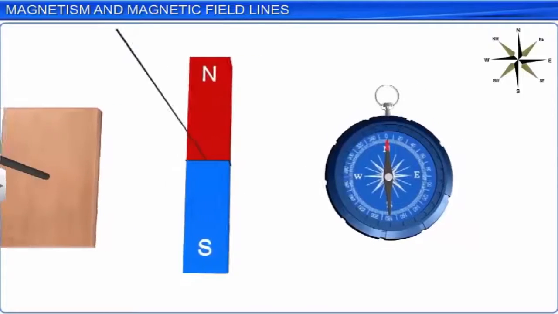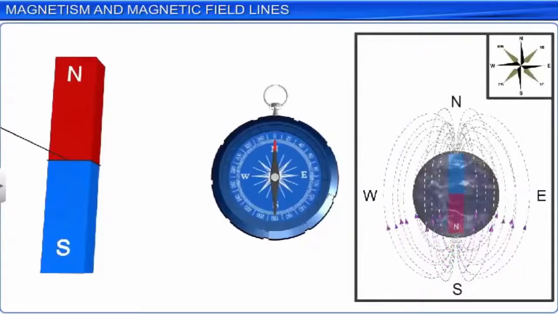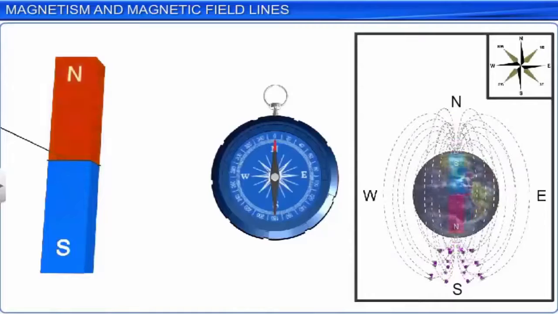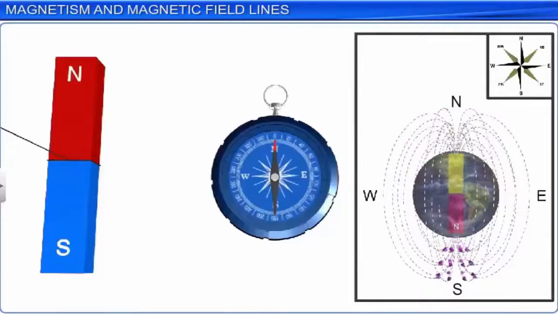This is because the Earth behaves as a huge bar magnet with its magnetic north pole located near the geographic south pole, and with its magnetic south pole located near the geographic north pole. We know that the like poles of two magnets repel each other, and the unlike poles attract each other. Thus, the north pole of the magnet is attracted by the Earth's magnetic south pole and vice versa.